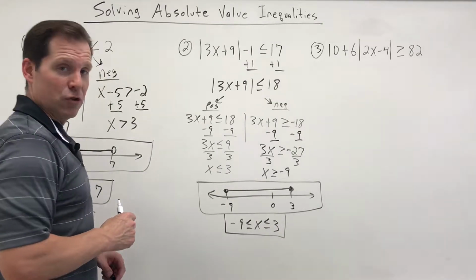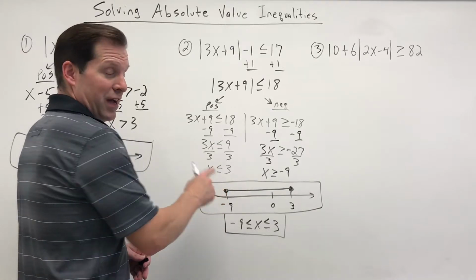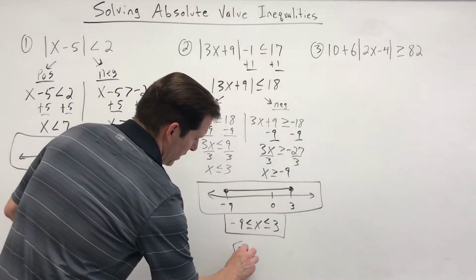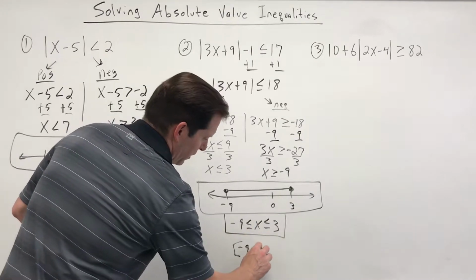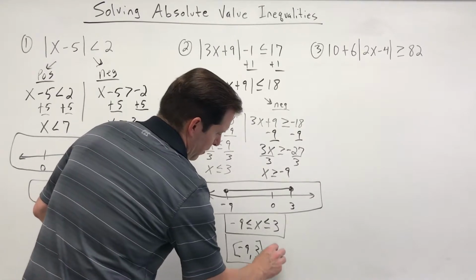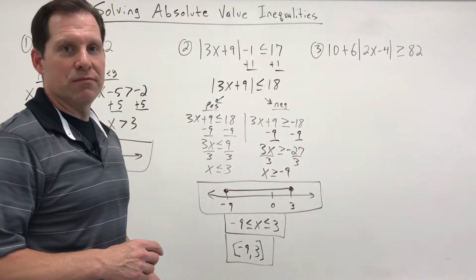And then for our interval notation, remember that starting all the way on the left side, we're including the values, so it's going to be a bracket. It's going to be negative 9 going all the way to 3 with a bracket. And there is, so you got your number line, inequality, and then we have our interval notation.